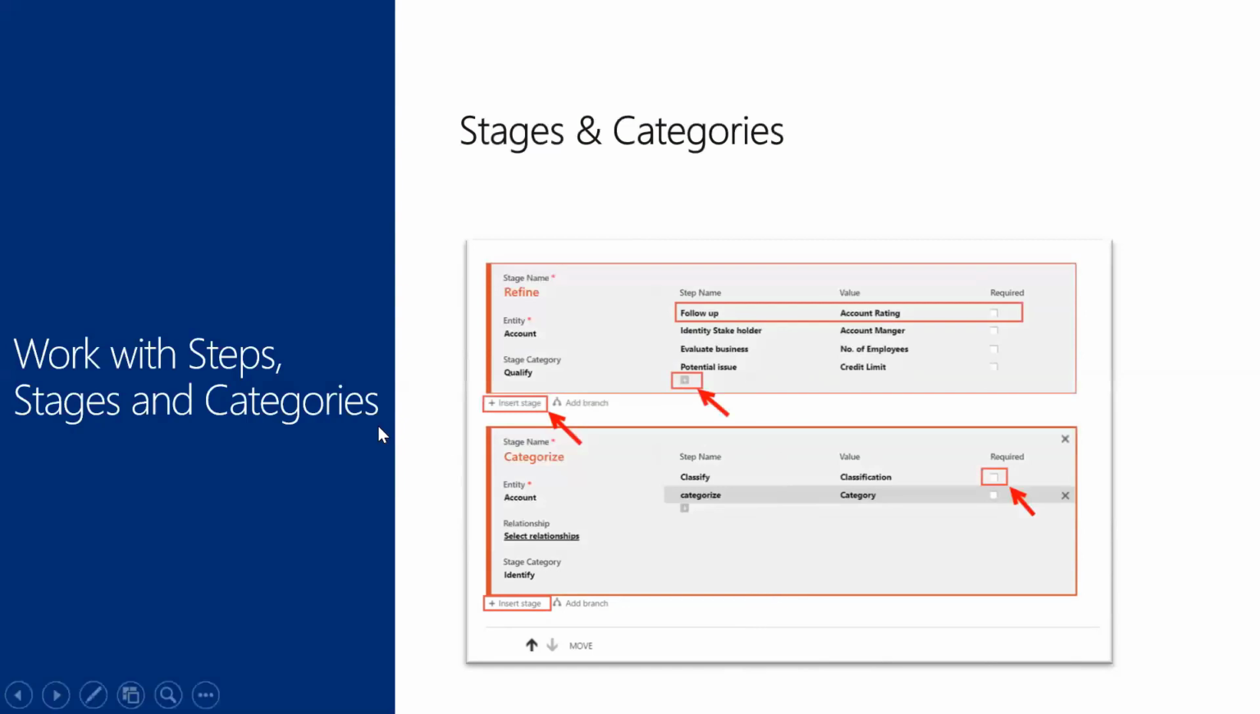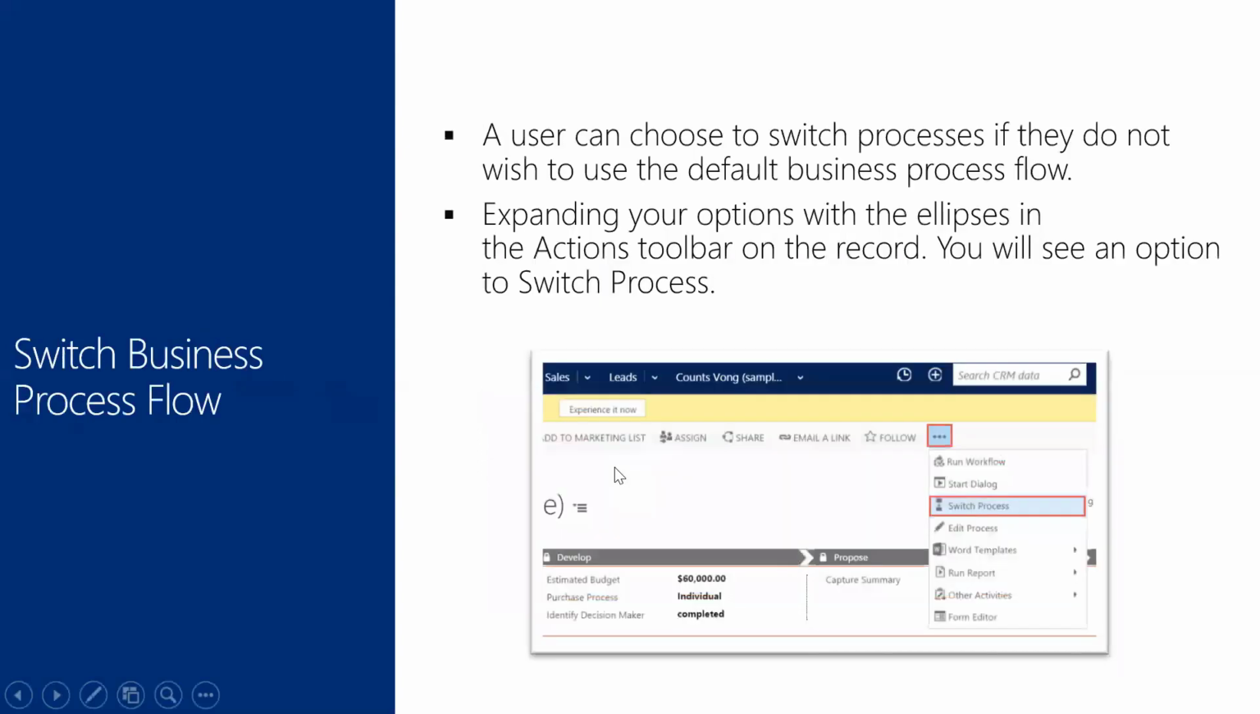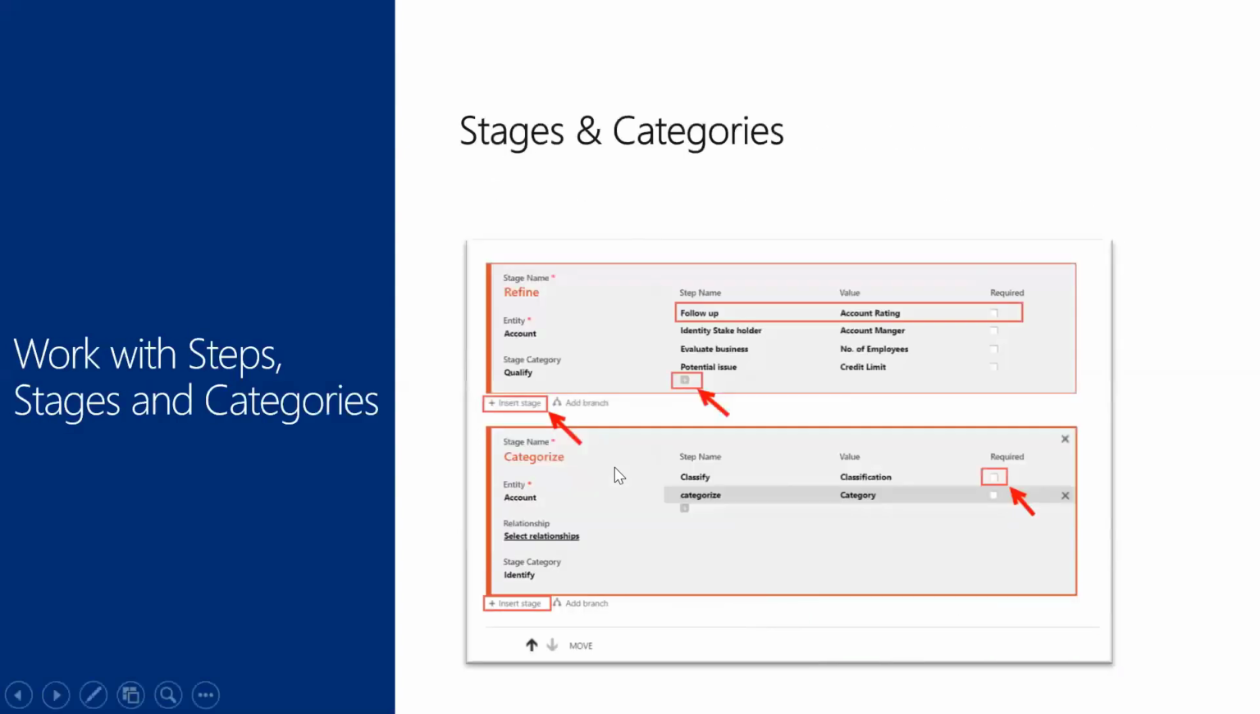This is the second stage, categorize, where the entity is account and the stage category is identify. Then you have the steps. Like this, we can add the steps. Now the UI is a bit different, but the steps will be added in a way similar to this one. So you can have your stages. In terms of customizing the business process flow, you can add more stages, add more fields, and customize the existing fields and their properties, etc. This is what you can do.